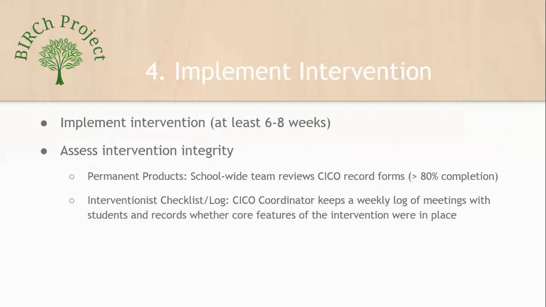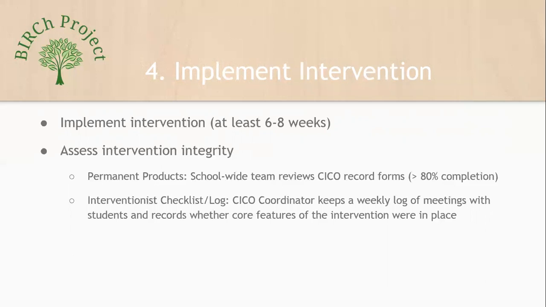The next step, of course, is to implement the intervention. Generally, you want to have this intervention implemented for long enough to see impact. Most Tier 2 interventions will say somewhere between 6 and 8 weeks. However, it's important to understand that not all students will respond immediately. And even though you've implemented this intervention for 6 to 8 weeks, it's possible that at the beginning phases, you didn't implement it with as much fidelity. So when we say 6 to 8 weeks, we mean 6 to 8 weeks of solid, high fidelity implementation.